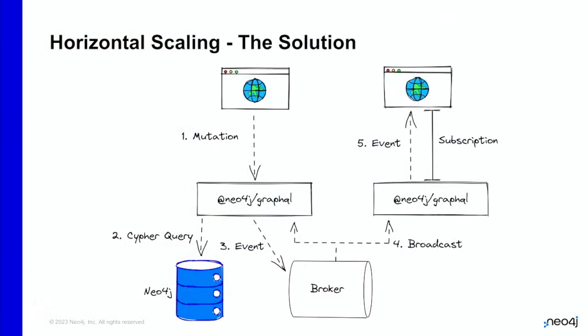So what we do in this case is we add an additional message broker here in between, which after the mutation happened, we do the Cypher query as before, nothing changes. And then we also send an additional event to this broker. And the broker then in itself sends broadcast information to all the Neo4j GraphQL library instances, which then in turn send out subscription events to any of the subscribers, which means we can scale this extremely well.